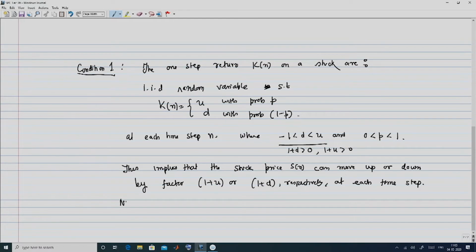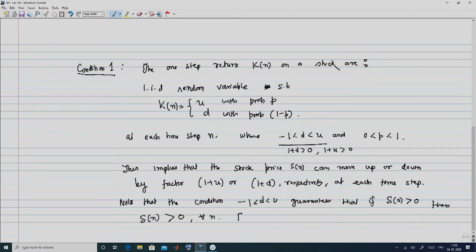So, then note the condition. As I had mentioned before, this condition of minus 1 less than d less than u guarantees that if you start off with a positive stock price, then S of n will also be positive for all n.